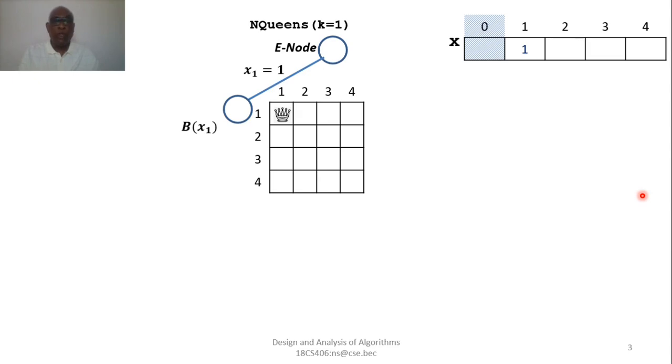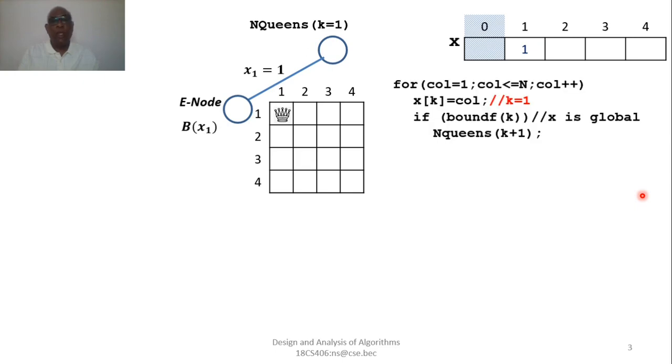Now, after choosing the value of x1 equal to 1, we store this value in location 1, x of 1, and apply the bounding function. The bounding function quite obviously will return true because the solution satisfies the bounding function. Now, what is the next step to be done? The next step is to recurse. To recurse in the sense that we call the NQueens function once again with the value of k equal to 2. So this node becomes the E node, and we call NQueens with k equal to 2.